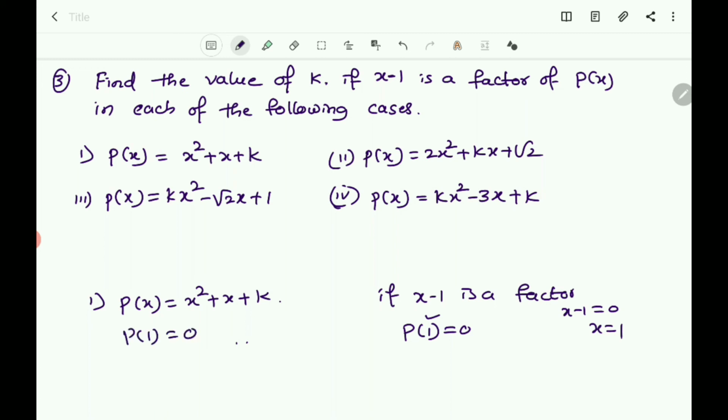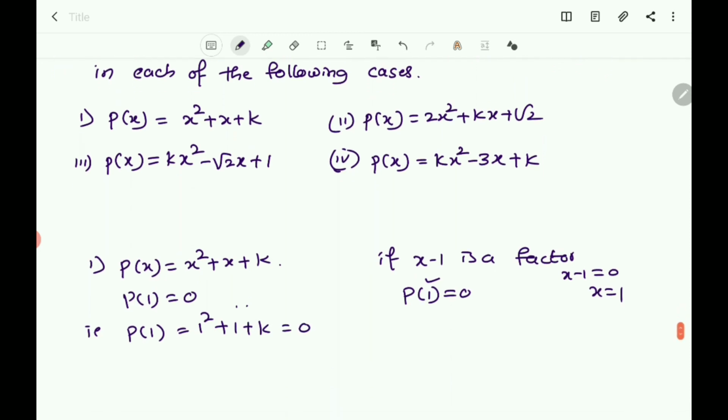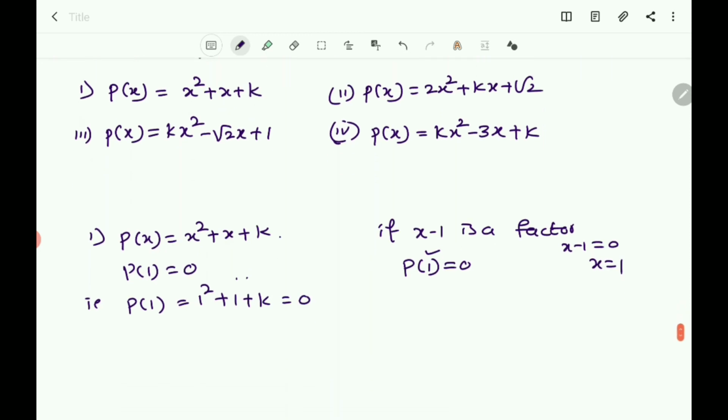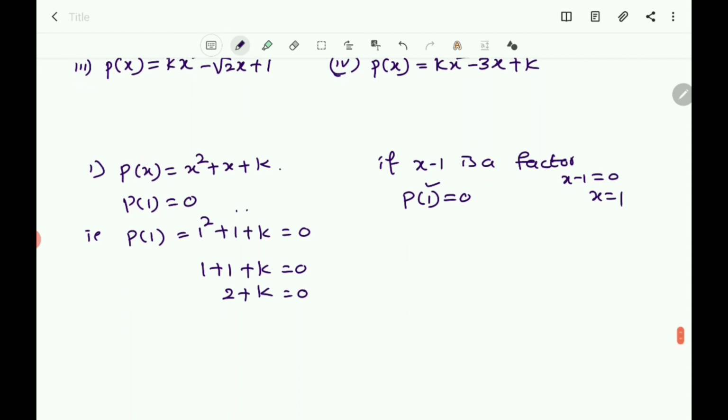Here you write P of 1 is equal to 1 square plus 1 plus k is equal to 0. That is 1 plus 1 plus k equals 0. So it is 2 plus k equals 0. So k is equal to minus 2.